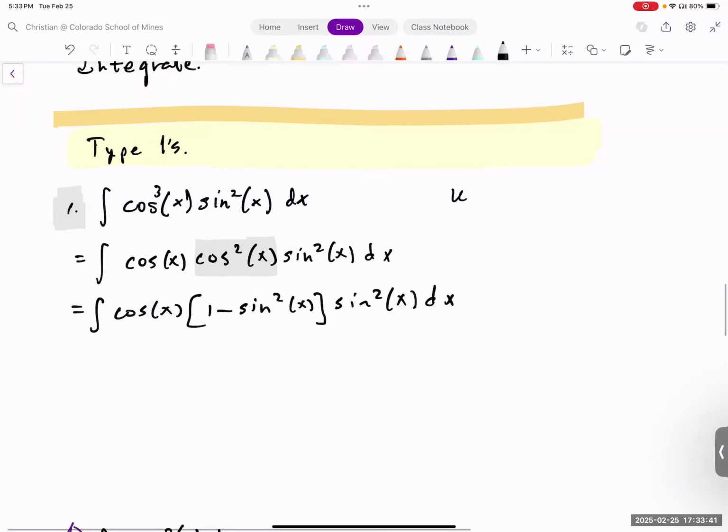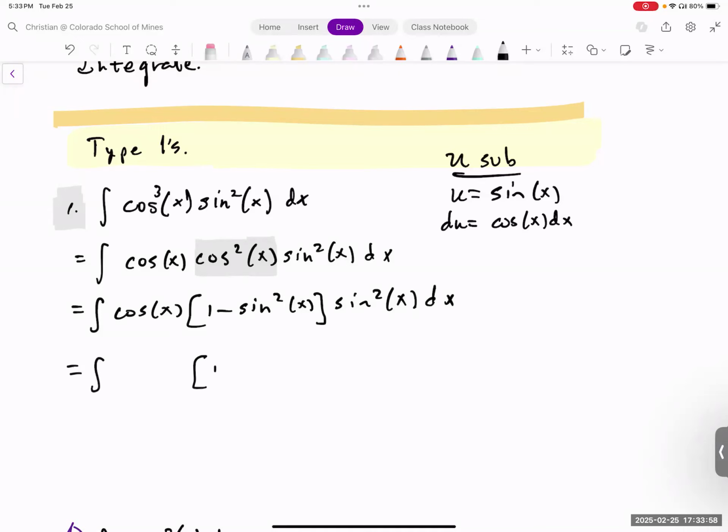So u is sine x, so this is our u substitution, then du is cosine of x dx, and then let's start to replace. 1 minus u squared for this sine here. This sine becomes u squared, and then we need to replace cosine of x and dx. Cosine of x dx is a du. There's our u sub replacement.